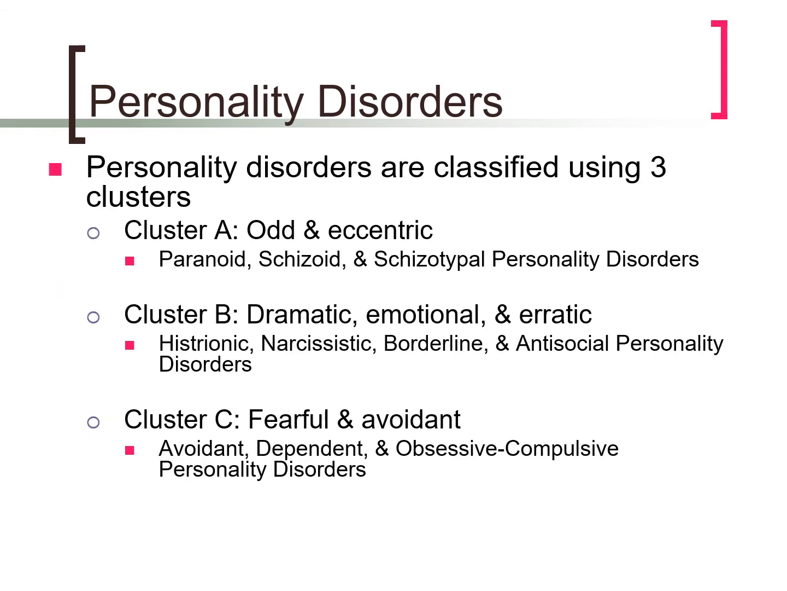There are 10 personality disorders and they are conceptualized in 3 clusters. Cluster A, which includes odd and eccentric disorders. Cluster B, which includes dramatic, emotional, and erratic disorders. And Cluster C, which includes fearful and avoidant disorders. We'll go through the disorders in this order. For most of these disorders, we will simply focus on the diagnostic criteria. We will only go into detail about etiology and treatment for borderline and antisocial personality disorder, since these are the 2 most researched personality disorders.